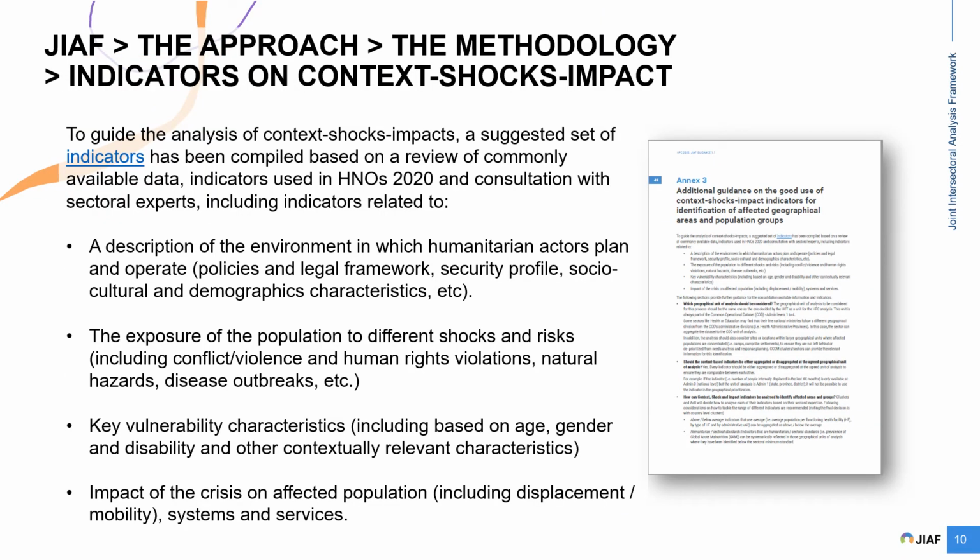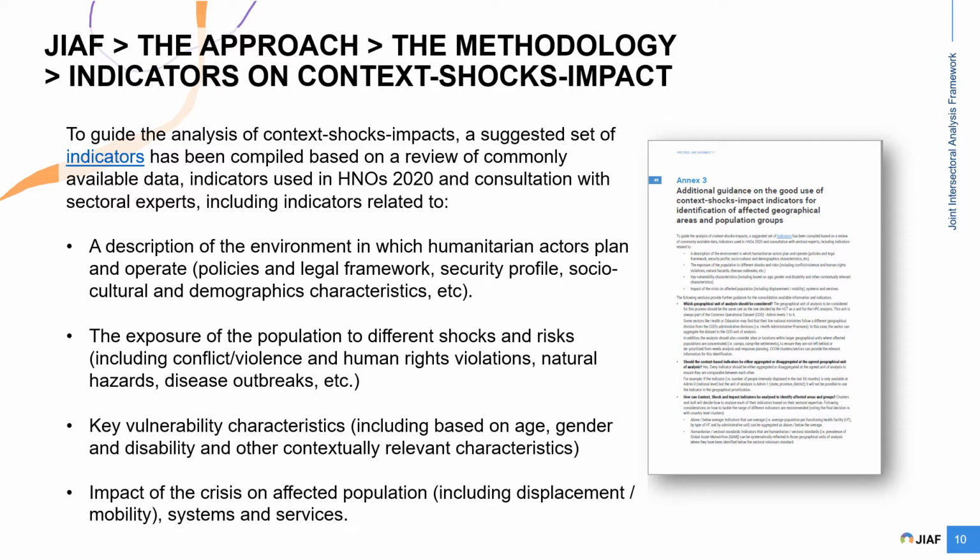The analysis of the first three pillars on context, shocks, and impacts can be guided by the indicators and the methodology that is outlined in Annex 3 of the JIAF 1.1 guidance. The link to the set of indicators for those first three pillars is available at the end of this presentation and in Annex 3 of the guidance.